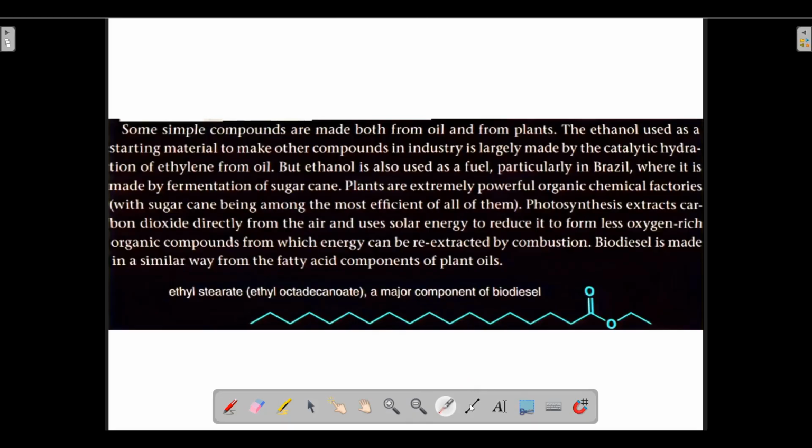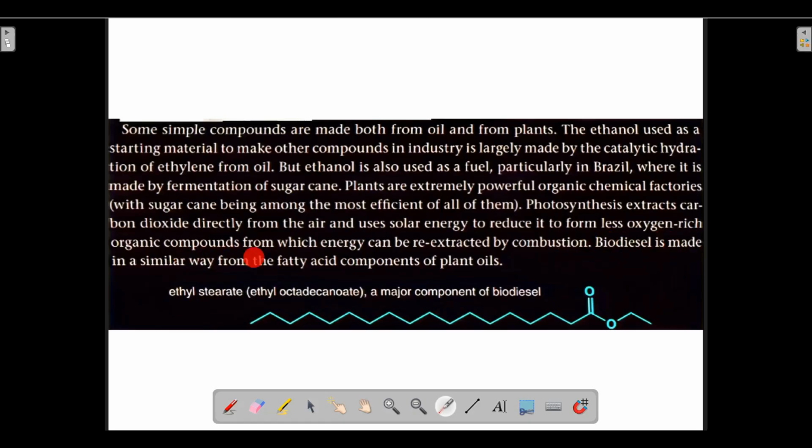So the energy which the plants store in them can be released in the form of combustion when we burn the parts of the plants.